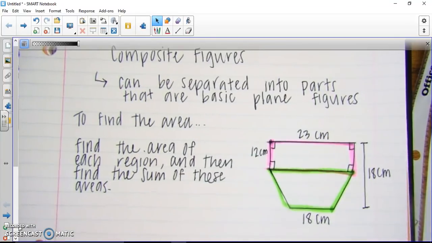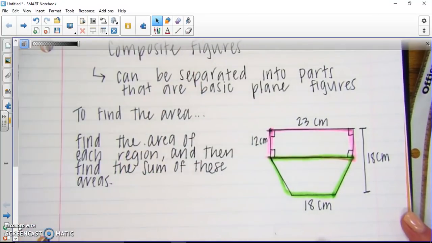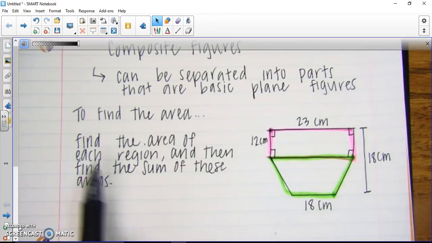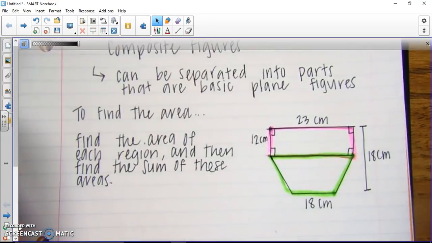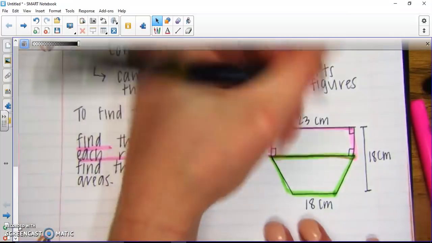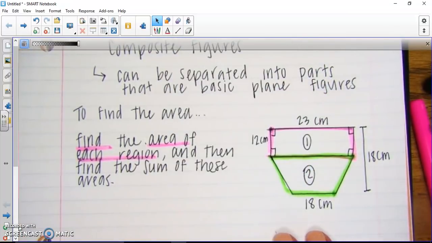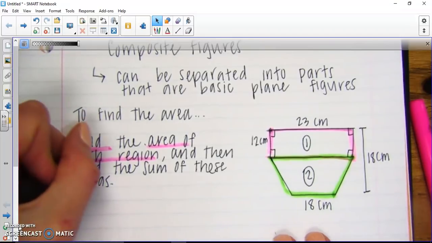All right, so we've got two shapes. I like to use highlighters when I have composite figure problems because I like to be able to see the different shapes that are there. My first shape is a rectangle up here. So first we need to find the area of each region. I have region 1, which is a rectangle, and region 2, which is a trapezoid. Let's find the area of region 1 first.